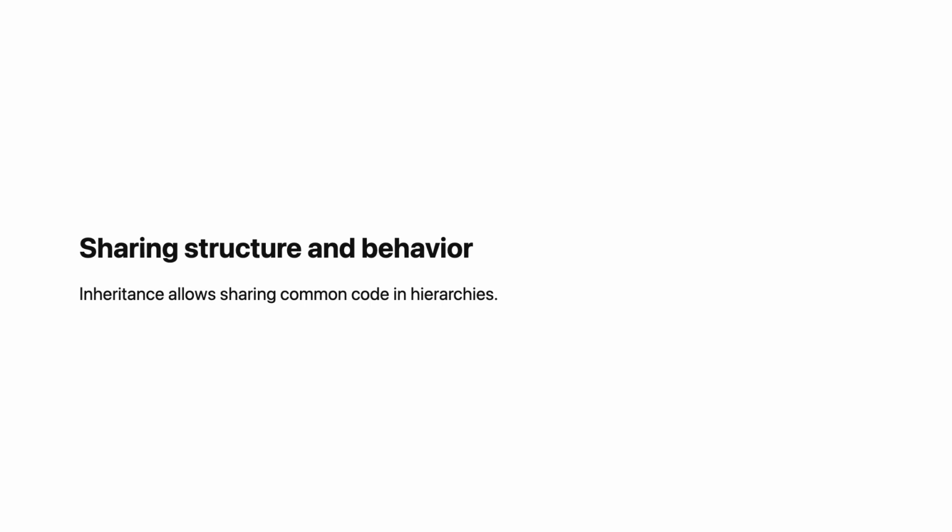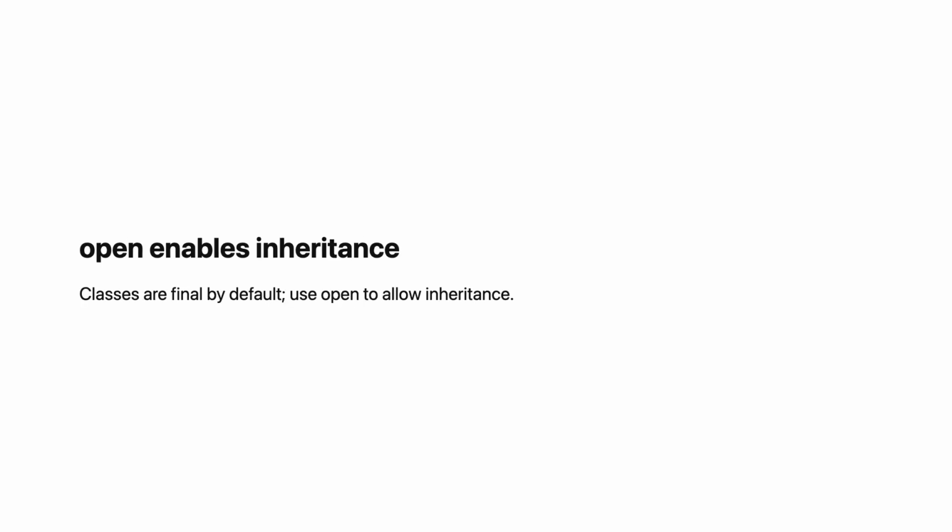In Kotlin, classes are final by default. They cannot be inherited. This is intentional. Inheritance is powerful but dangerous. A subclass can break assumptions of the parent. Kotlin makes you choose explicitly.